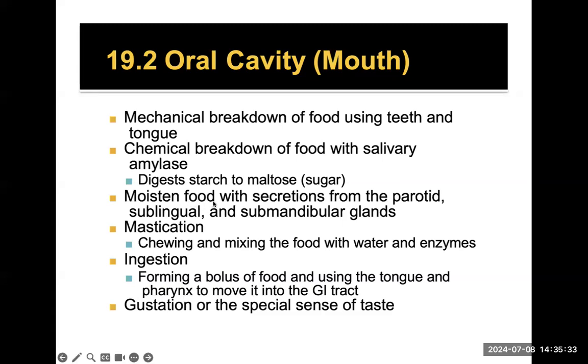Then you can also moisten the food with secretions from the parotid, sublingual, and submandibular glands, and that's just like the saliva. And then the next part says mastication, that's chewing and mixing the food with water and enzymes. And then ingestion, meaning you're going to start to move the bolus from the mouth down the esophagus. And then the last part is gustation. This is where you get taste, right, or a special sense of taste.